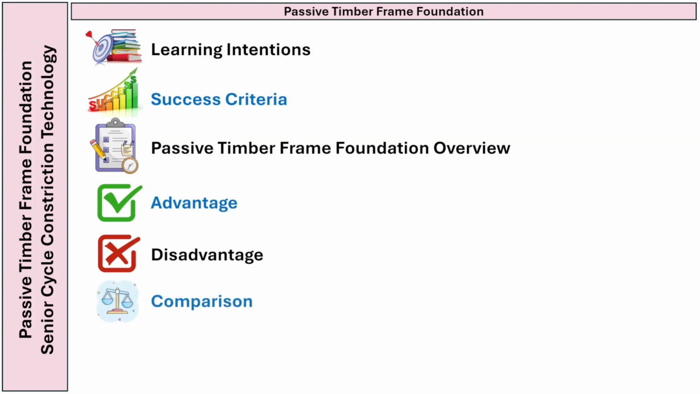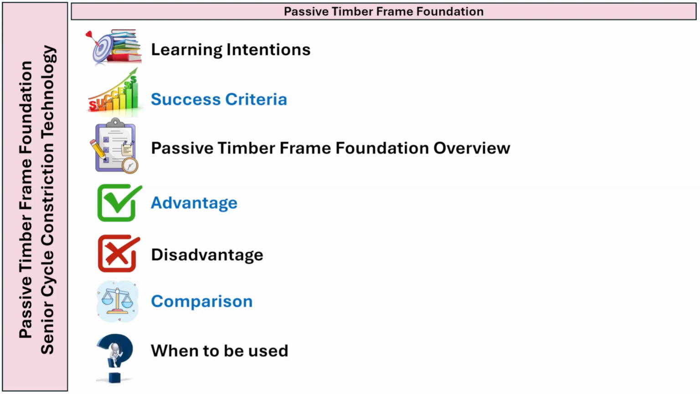Now, let's compare it briefly to the passive standard concrete foundation. Both systems aim to minimize heat loss and improve airtightness, but they do so in slightly different ways. The passive concrete foundation has high thermal mass, meaning it absorbs and slowly releases heat, helping to keep indoor temperature stable. The passive standard timber frame foundation, on the other hand, has low thermal mass, so it heats up and cools down quickly, but offers excellent insulation and a much faster build time.